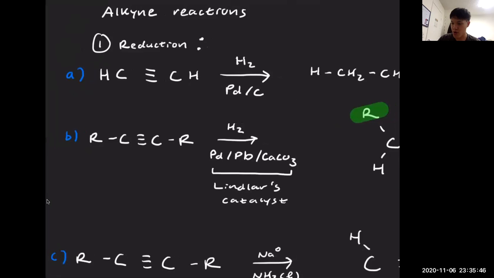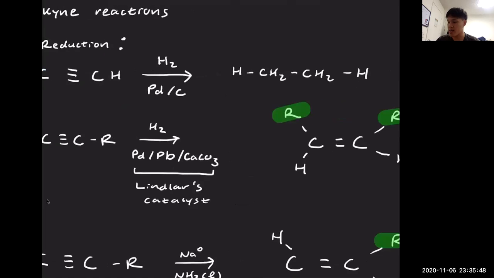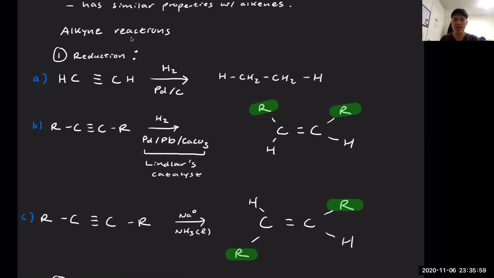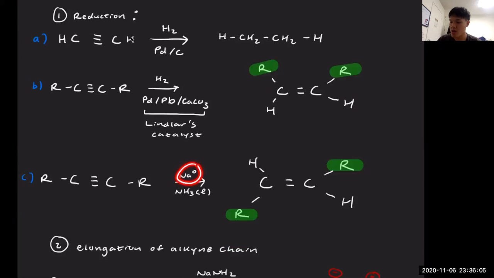If you look at the R groups right here, they are now on the same side of each other, and we would call that a cis formation. So this makes cis alkenes. But let's say you don't want cis alkenes. Let's say you want trans alkenes. This is when we would use sodium in liquid ammonia. So if you use sodium metal, it brings you trans alkenes, right? These are just the very basics of reduction with alkynes.